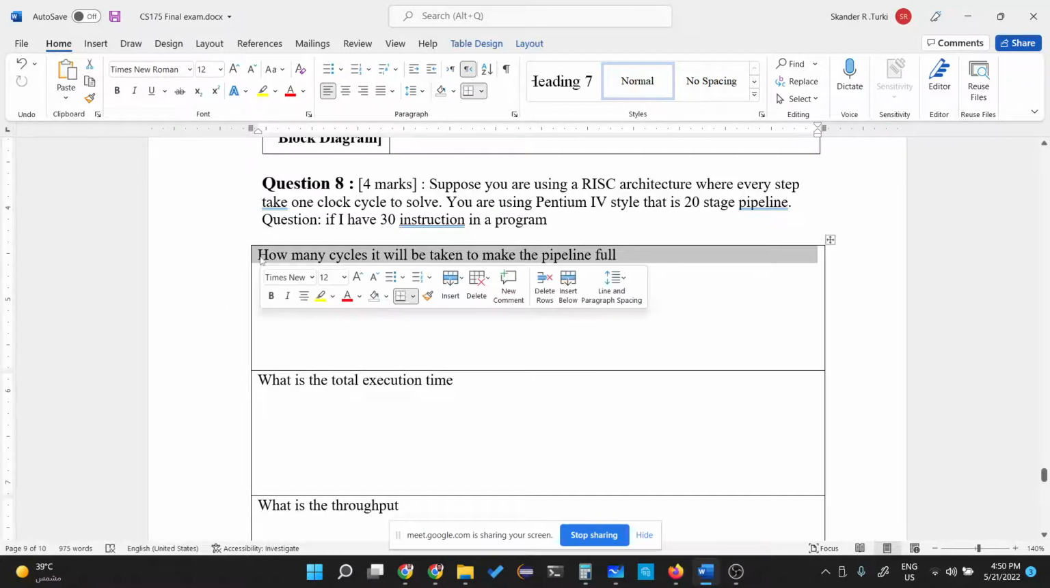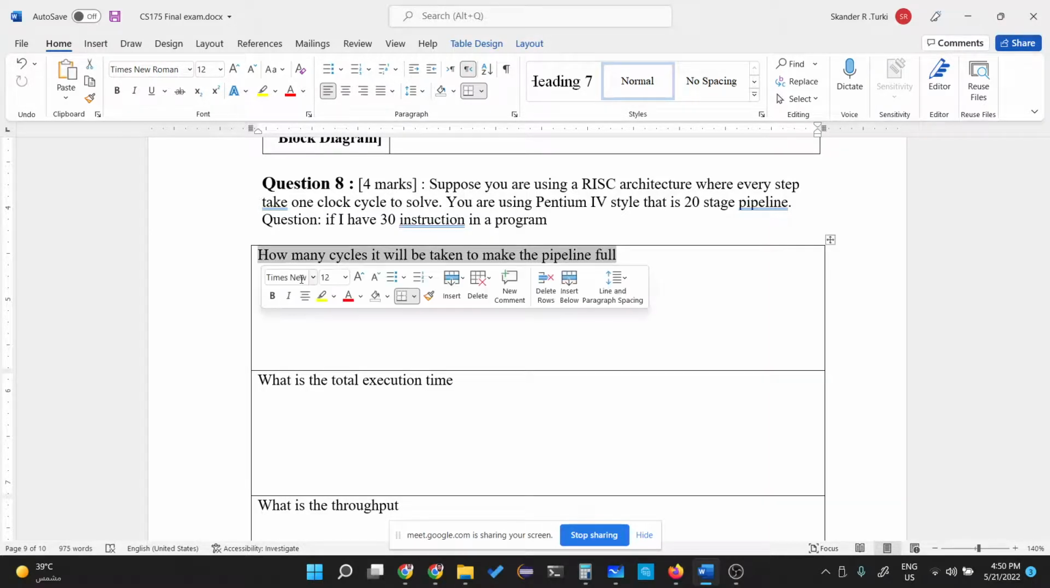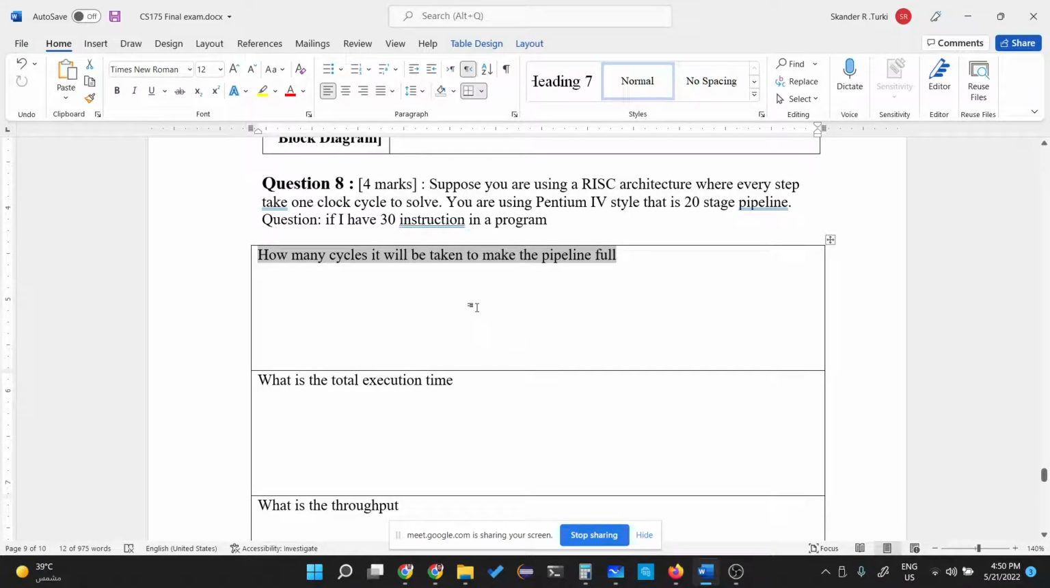20. Yes, we need 20 cycles to make the pipeline full. This is called, in the slides, the pipeline setup time. This is the setup time, the time it takes to fill the pipeline. What is the total execution time?